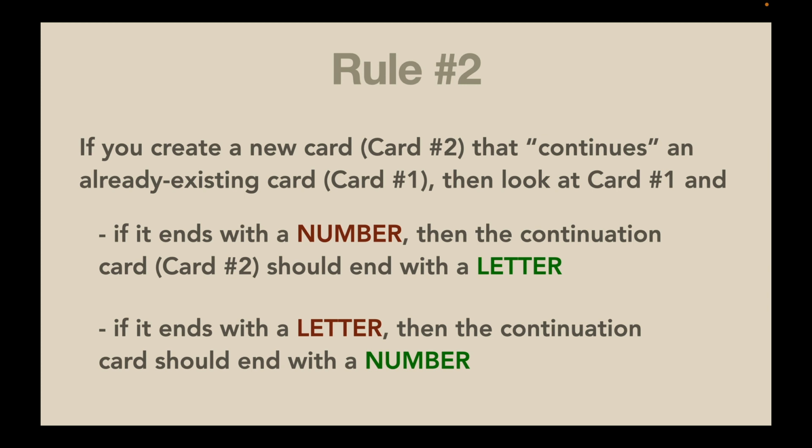If you create a new card, we'll call it card number 2, that continues, which is to say has some relation to, an already existing card, which we'll call card number 1, then look at card number 1, and if it ends with a number, then the continuation card should end with a letter. And if card number 1 instead ends with a letter, then the continuation card should end with a number. Now that we have the instructions to follow in all cases, let's look at some particular cases.